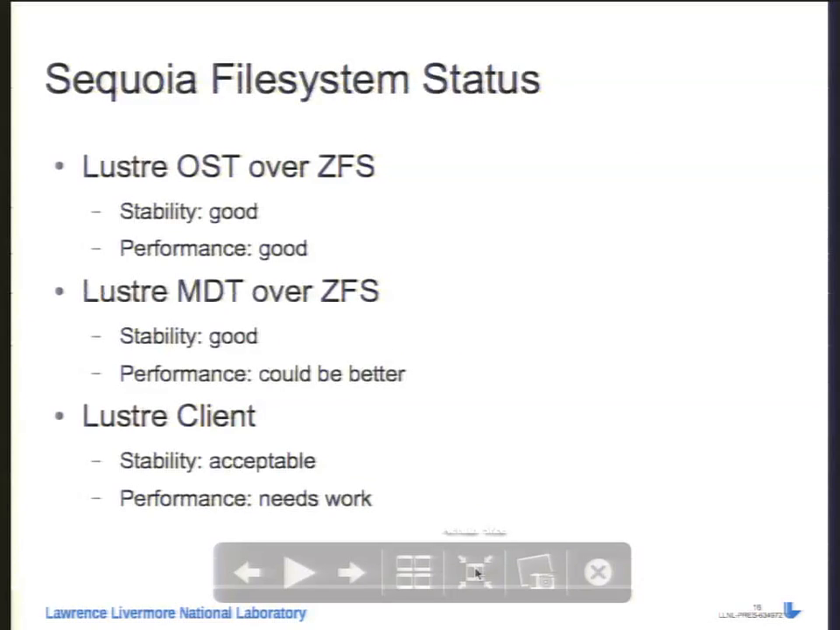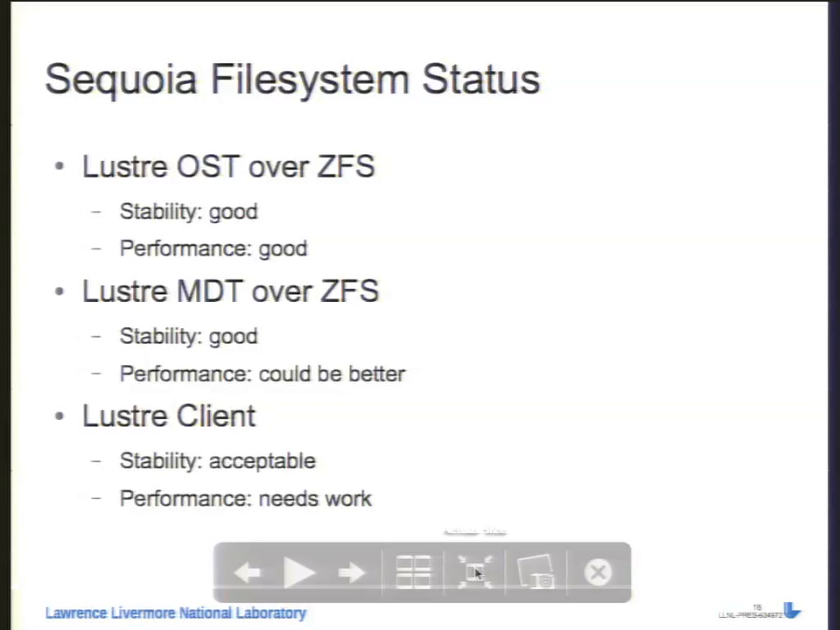So you're probably wondering, what is the status? Does this actually work? And we are using it. Like I said, we have over 400 million files of real user data on the file system right now. For the OST over ZFS, I'd say stability is good, performance is good. And the OST performance has probably exceeded our expectations because the backend device can probably handle a little over a gigabyte a second.